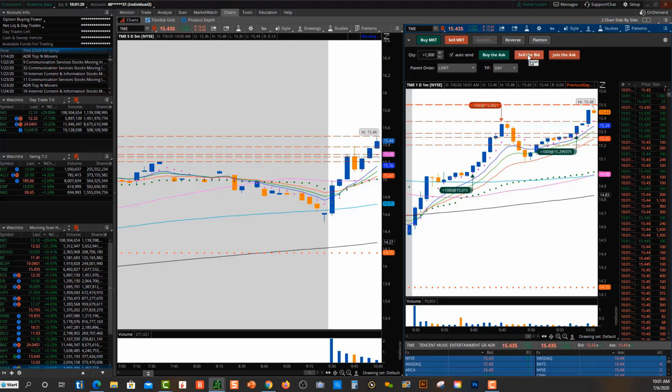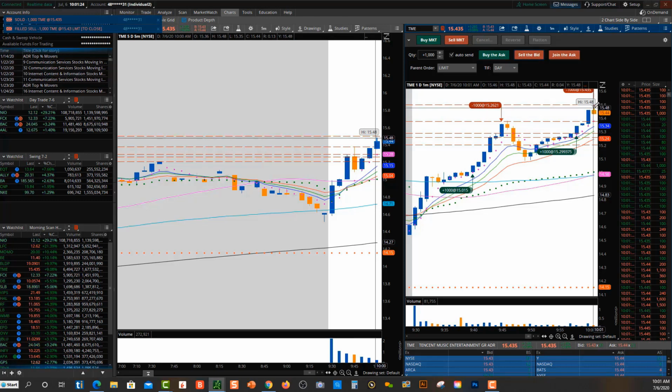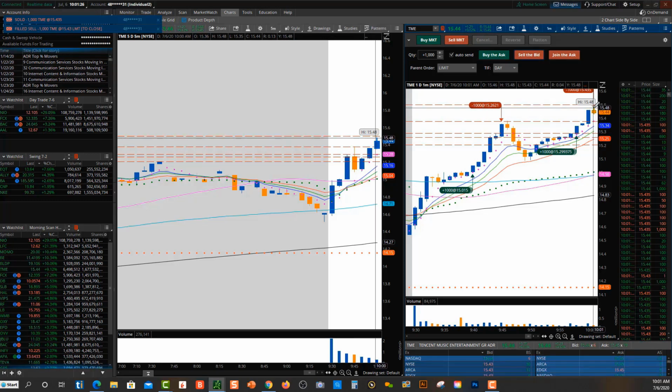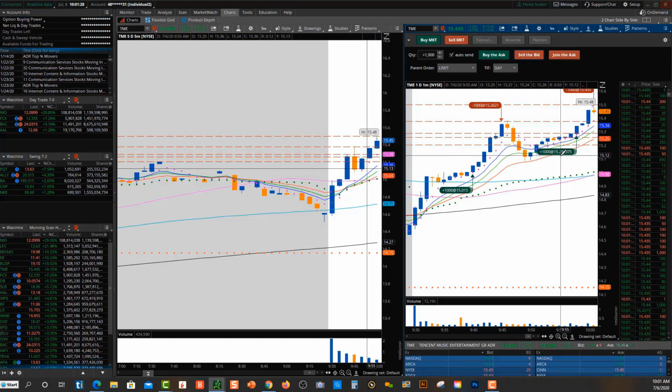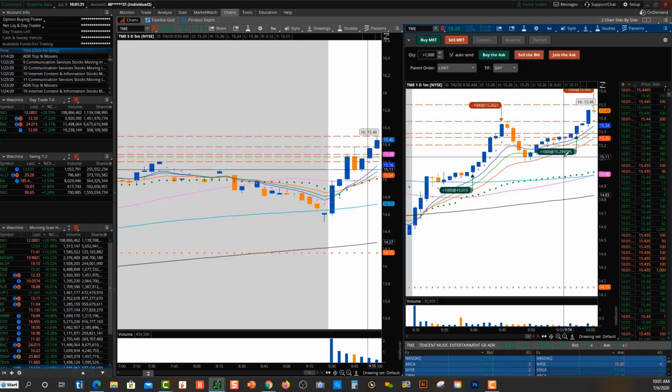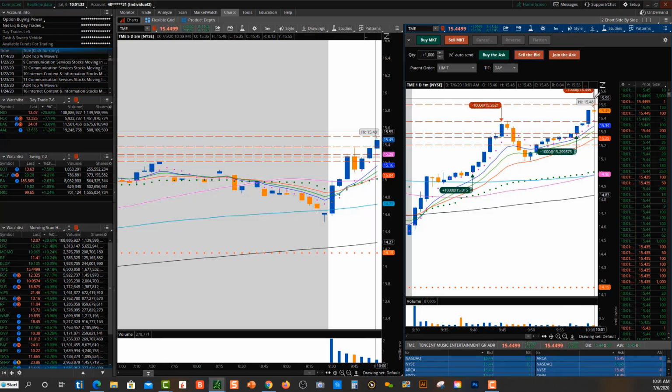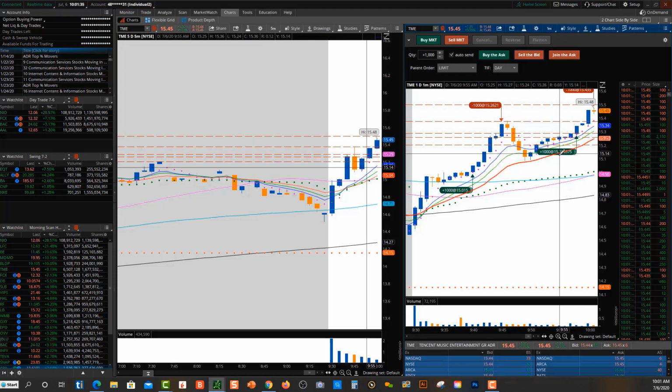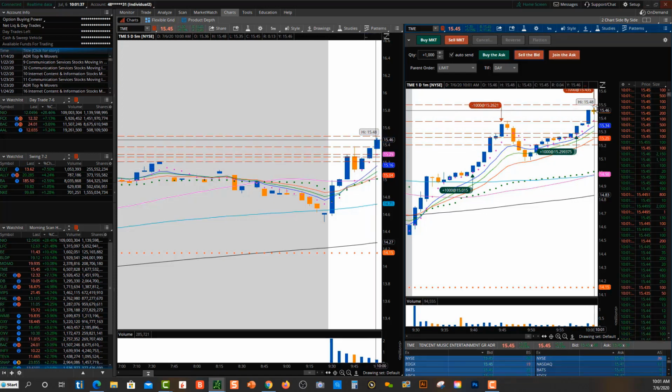And I'm out. So you'll see it's hit some resistance right around that 1550 level. So I got in at 1529, out at 1543. So that was about a 13-cent scalp or so.